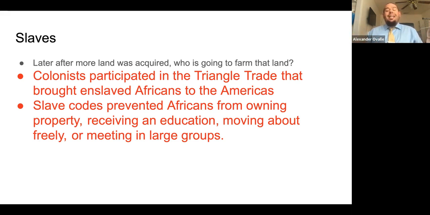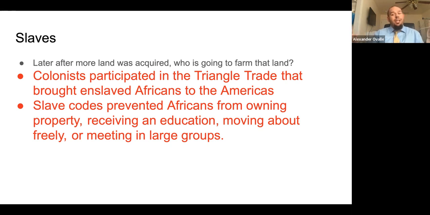So they looked for a different type of group of people to come to the Americas to work for free, to not get paid, to be the type of person or group of people who won't rise up and who they can enforce their will upon without there being a rebellion. And of course, talking about slaves. So after more and more land would be acquired, the thought is, who's going to work this? Obviously not the rich, wealthy people. They're not going to do that.